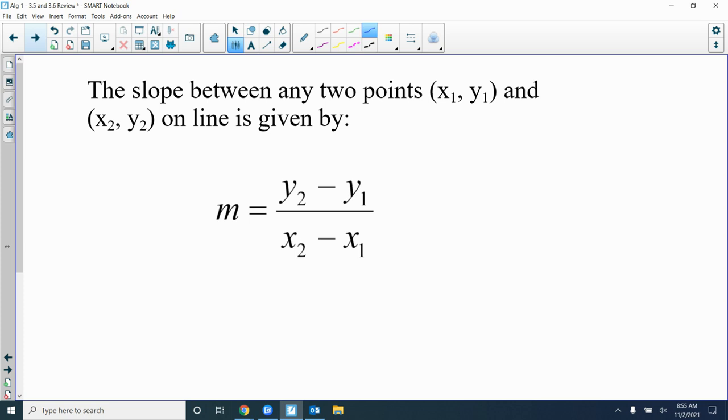We're on the back, right? The slope between any 2 points, x1, y1, and x2, y2. Here's your slope formula. You got to know this one. See at the top where it says m equals? Write that slope formula down.